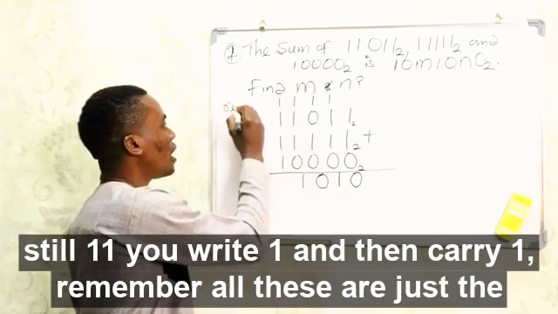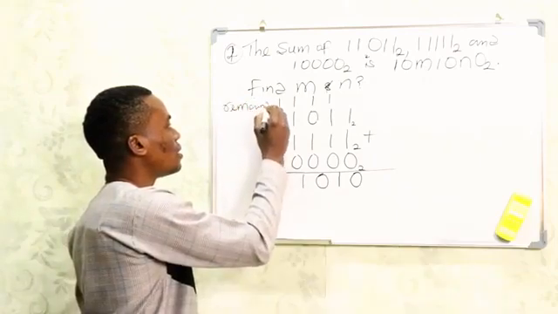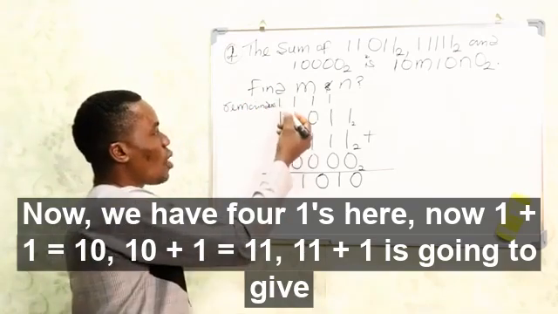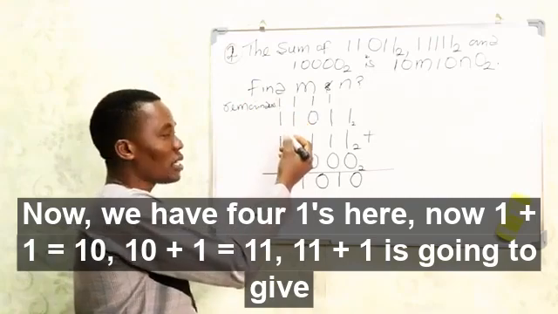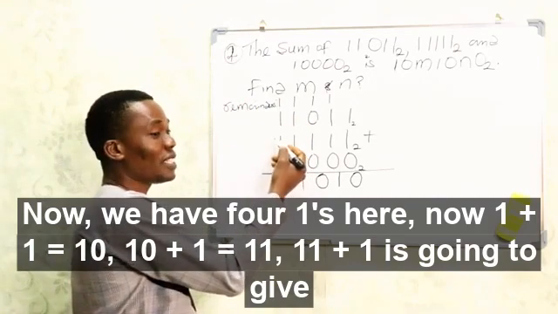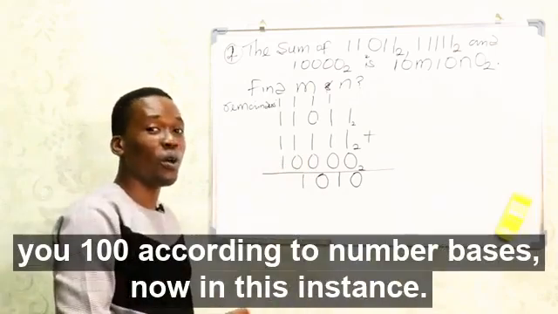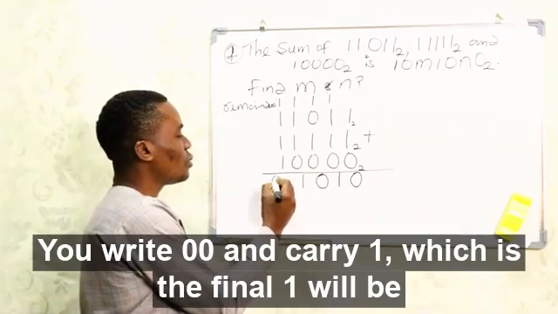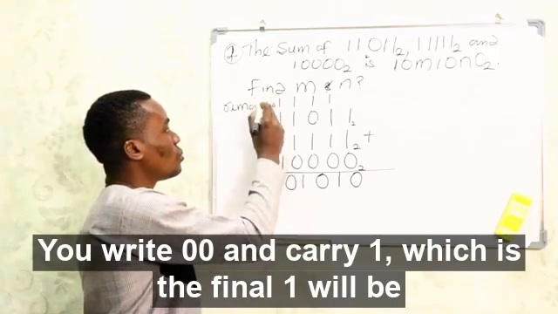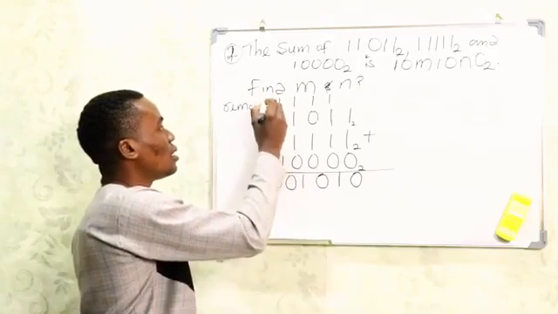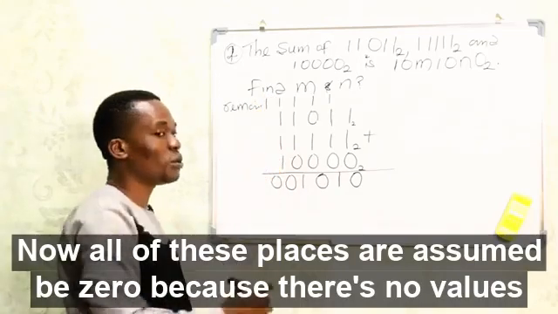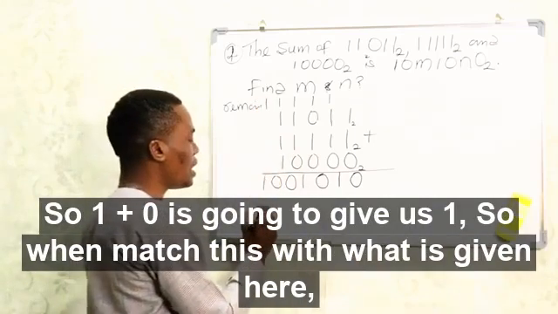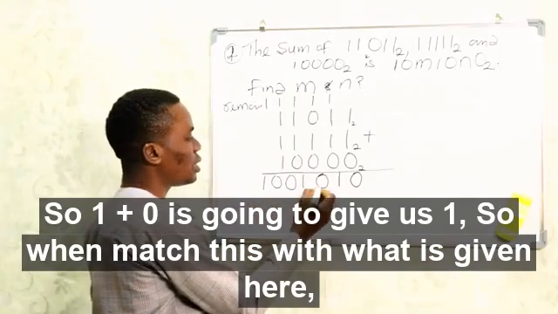Remember, all these are just the remainders. Now we have 4 ones here. Now 1 plus 1 is equal to 10. 10 plus 1 is 11. Now 11 plus 1 is going to give you 100 according to number basis. Now in this instance, you write 00 and you carry what? 1, which is the final one, will be carrying over. Now all these places are assumed to be 0 because there is no value. So 1 plus 0 is going to give us 1. So finally, our results will be equal to this.